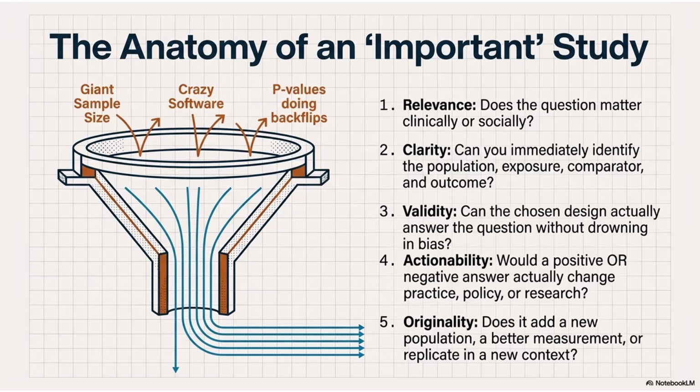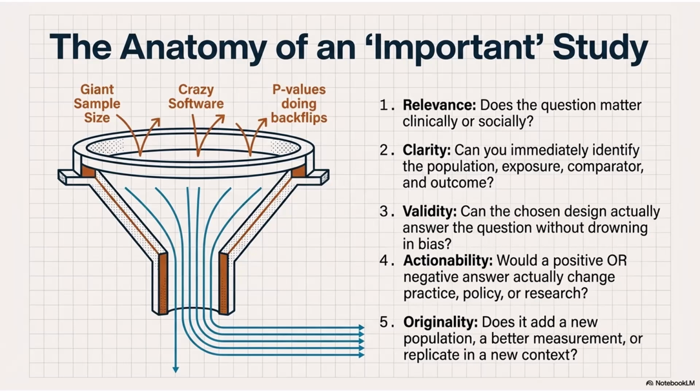Number 2, clarity. Is the question sharp? If I cannot tell the population, exposure, comparison, and outcome, your study is fog in a lab coat. Number 3, validity. Can the design actually answer the question? An underpowered cross-sectional study with vague measurement and heavy confounding is not rescued by enthusiasm.